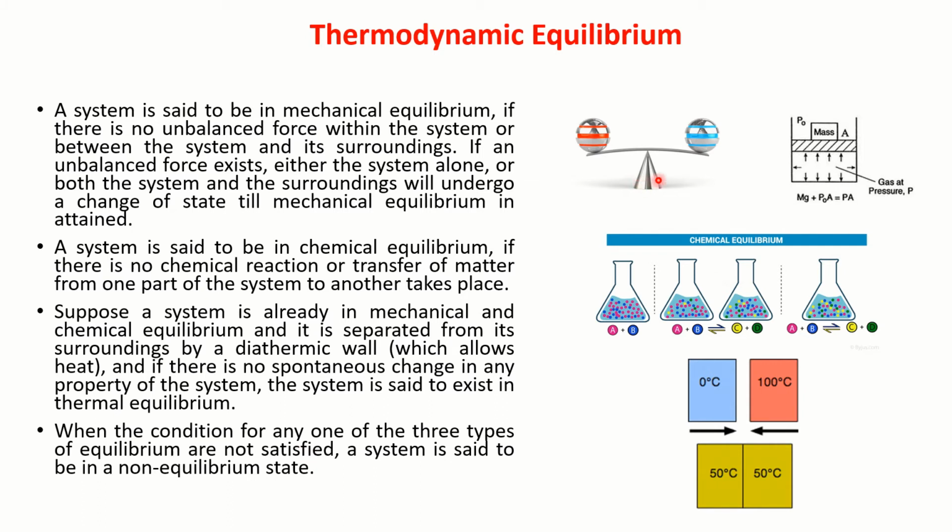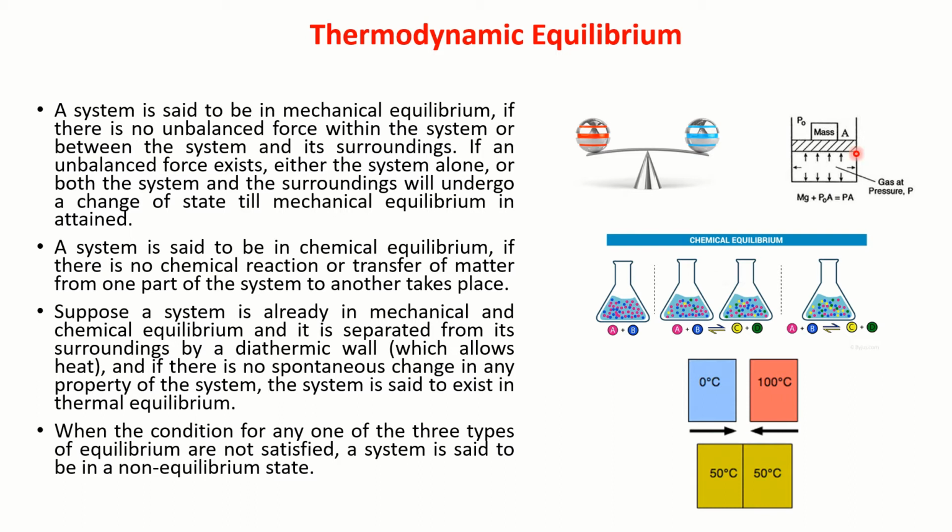For example, you look at this balance. If both the weights are the same and the distances are the same, then there is no problem. If the mass of any one of these is different from the mass of this, then definitely what is going to happen? This will start oscillating. So this is what I call mechanical equilibrium.